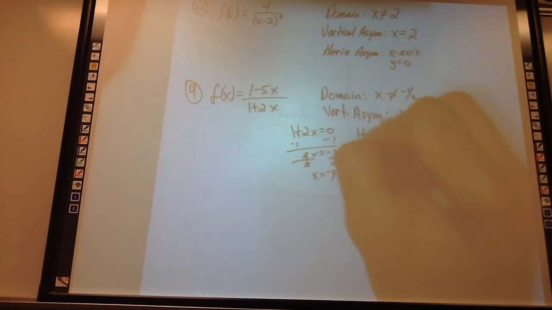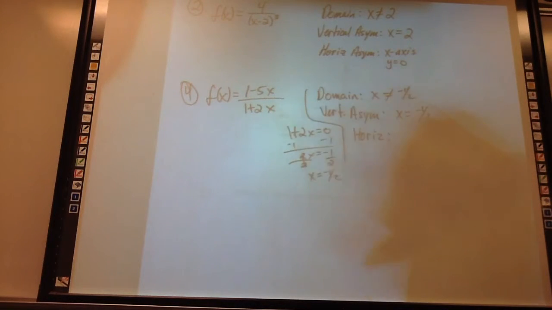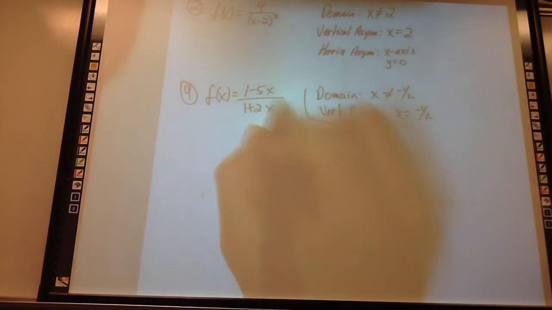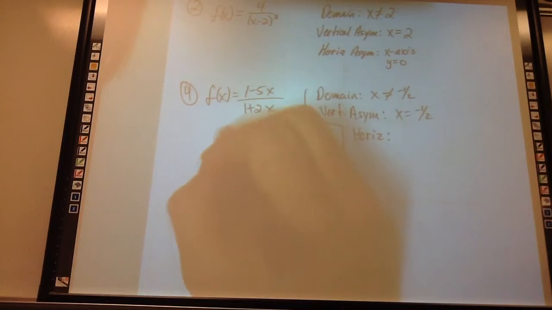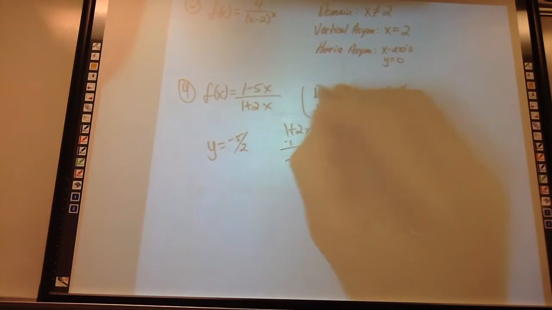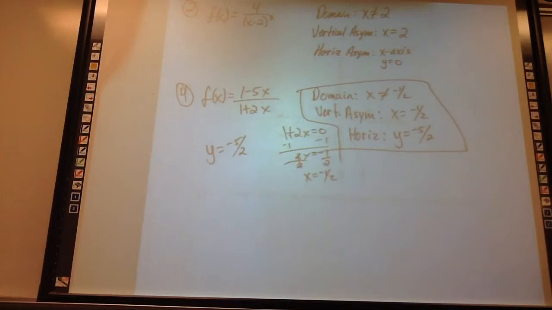Horizontal. It's 1 over 1, the powers on top and bottom. They're equal. So when they're equal, you divide the coefficients: negative 5 over 2. Negative 5 halves. Yep. So y equals negative 5 halves. Want to graph it? Yeah, we'd love to. All right, let's graph it.